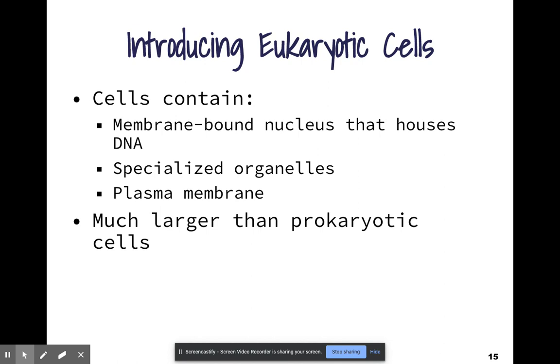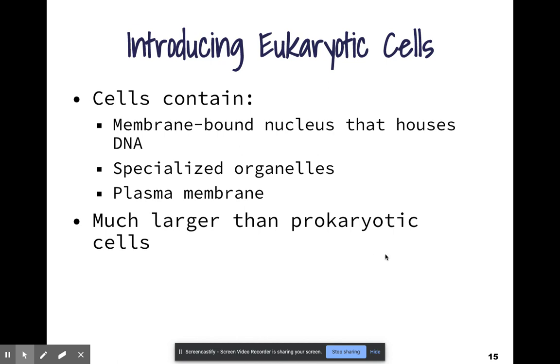All right, so let's talk about our eukaryotic cells. Our eukaryotic cells contain a membrane-bound nucleus that houses the DNA. They have specialized organelles, and they also have a plasma membrane or cell membrane. And these are much larger than our prokaryotic cells.